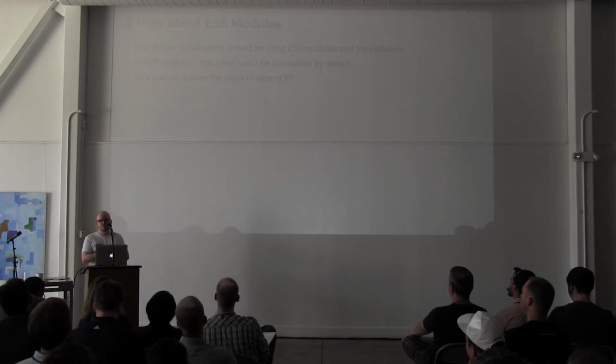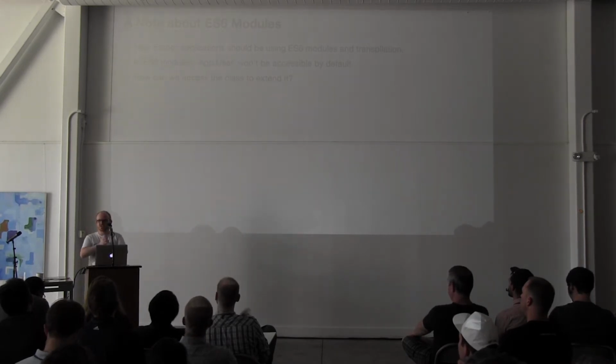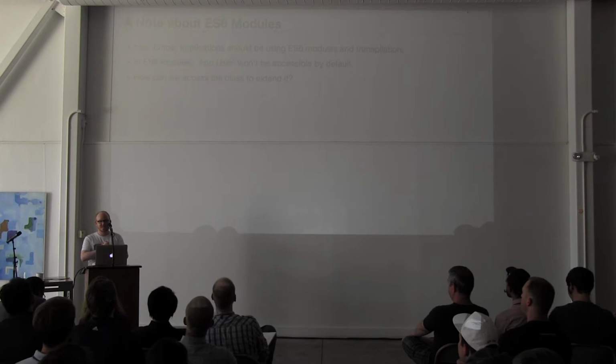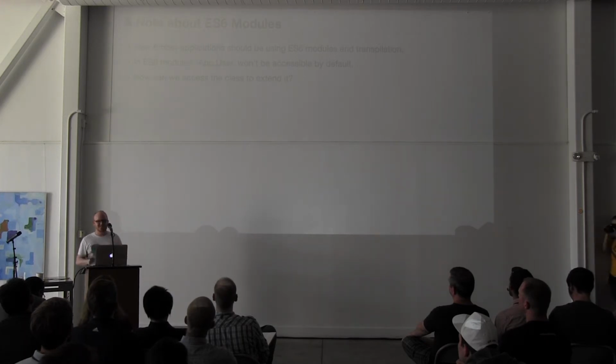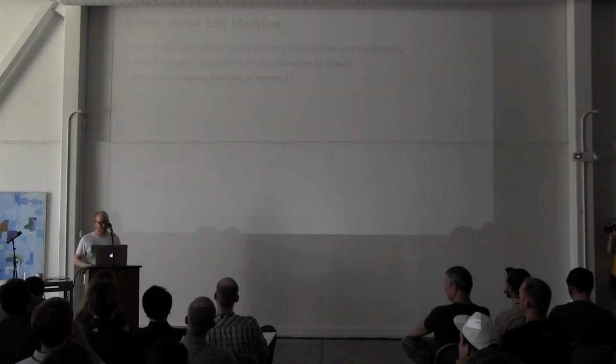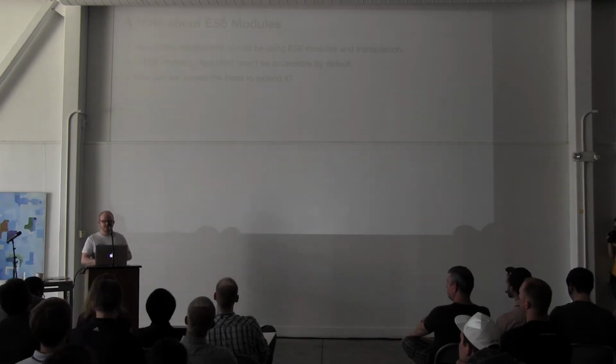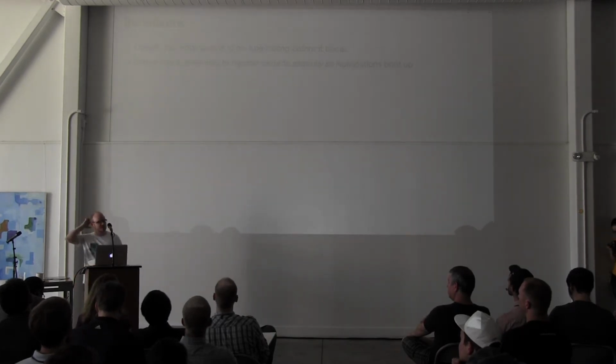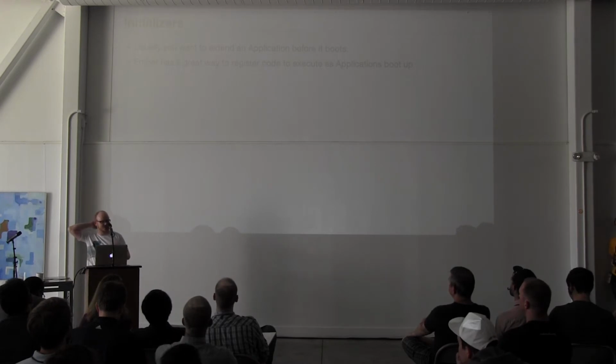I should note, we've discussed it a lot, but I feel like we really should drill this in: all new Ember applications should be using ES6 modules and transpilation. Ember CLI does this by default. It is awesome. I can't recommend it enough, so please do it. But you might be thinking, if I'm using ES6 modules, how could I possibly say App.User? Is there a way to access that so that it can be extended? And the truth is, Ember does come with an awesome way to do this: the initializers.